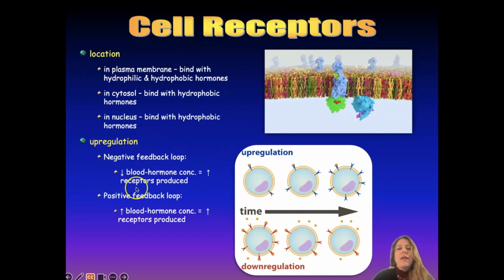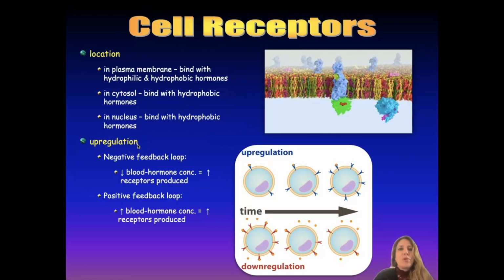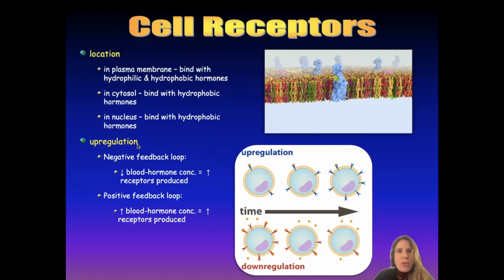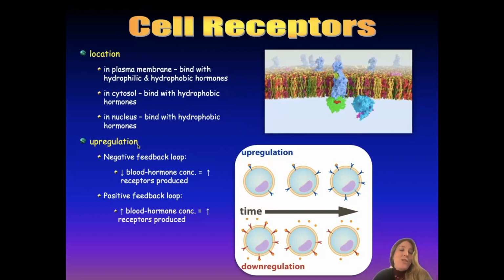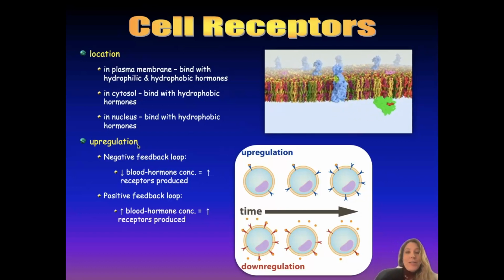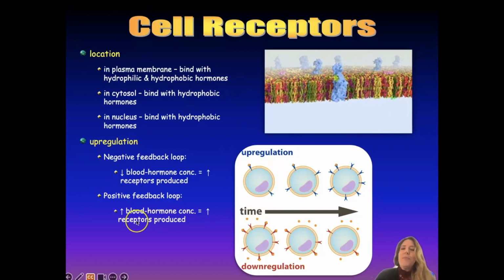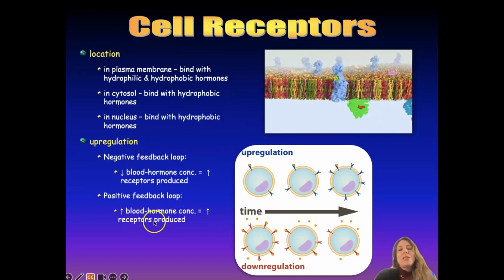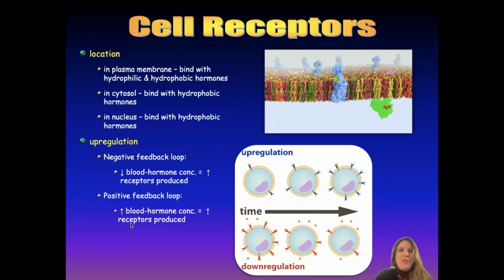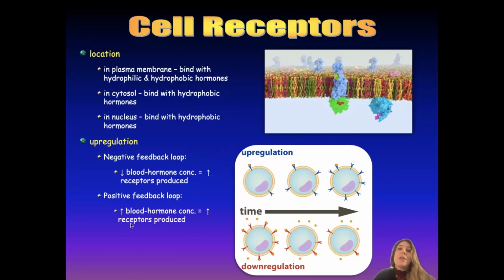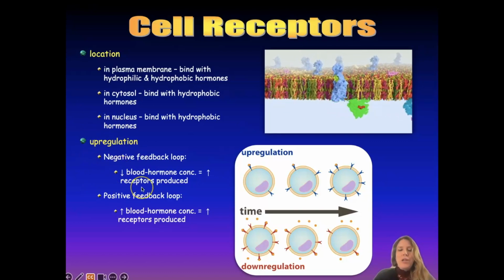That is called upregulation, where more protein receptors for a hormone are produced because there's not much hormone in the blood. In other words, the more receptors you have, the more binding sites you have for those hormones to bind to. So that happens a lot in negative feedback loops. Positive feedback loops, same idea, except in this case, when there's a lot of hormone in the blood, more receptors are produced. So even more binding sites, because we want to keep amplifying that effect. So in both cases, that's what's known as upregulation.